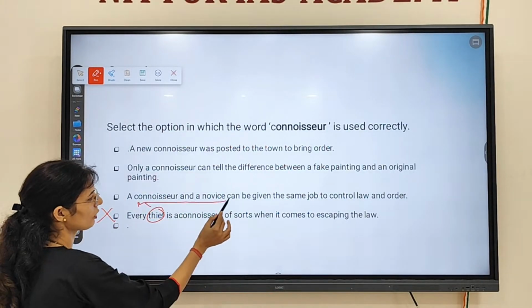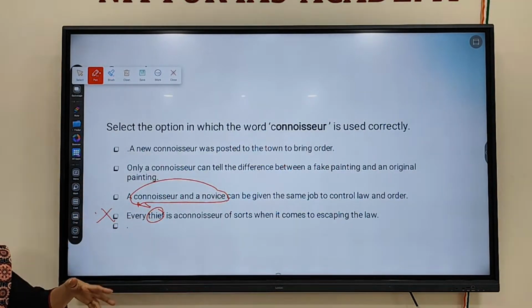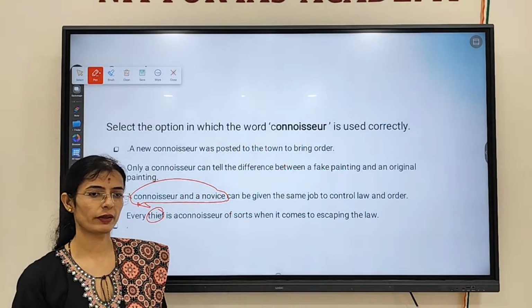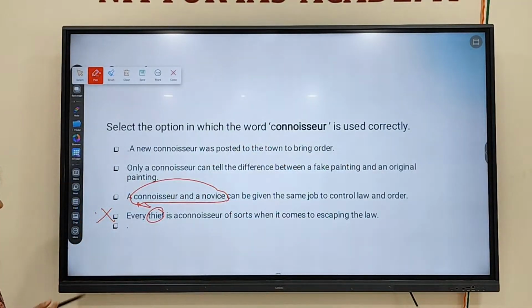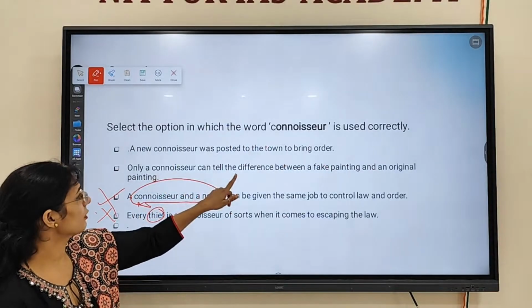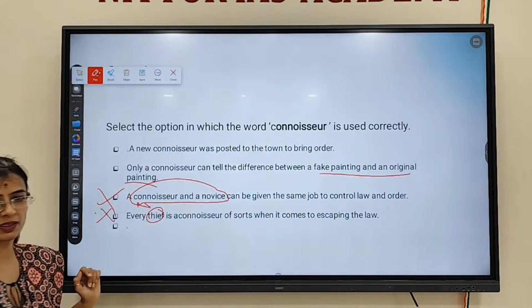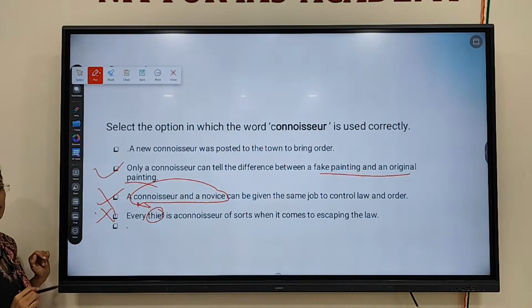How can a connoisseur and a novice be given the same job? A person with a good taste and a person who does not know anything can be given the same job to control law and order. Is it possible? No, it doesn't sound appropriate in a sentence. A connoisseur can tell the difference between the fake and the original. So he's an intelligent person, he has a good taste, so he will be able to tell the difference.